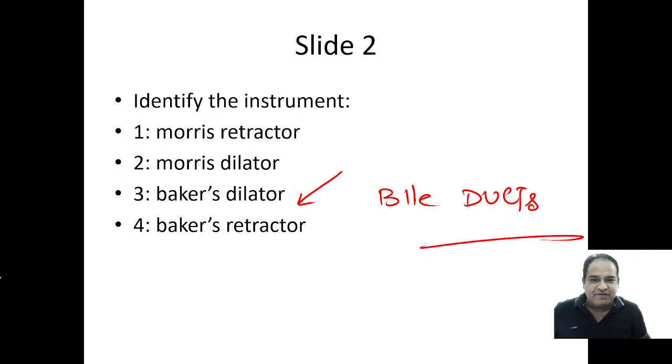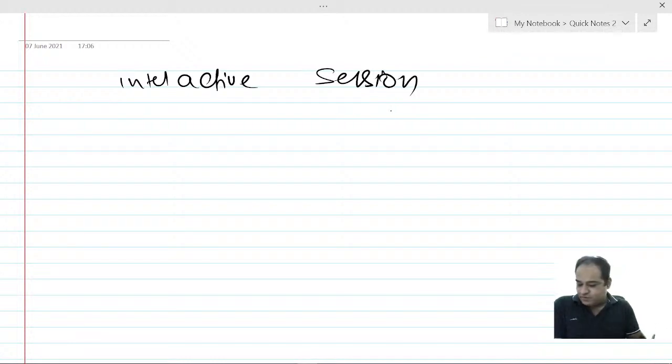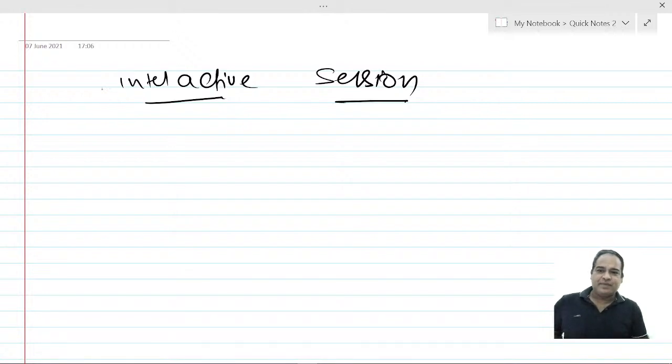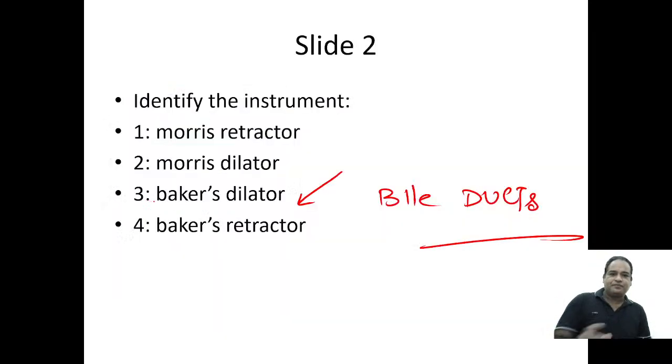Come on, guys. I believe it has already been conveyed to you that this is an interactive session. So your doubts, questions and queries are welcome. We are here to solve your doubts and queries. Please keep that in mind. Keep on asking questions. If you don't ask, then I'll keep on asking questions.